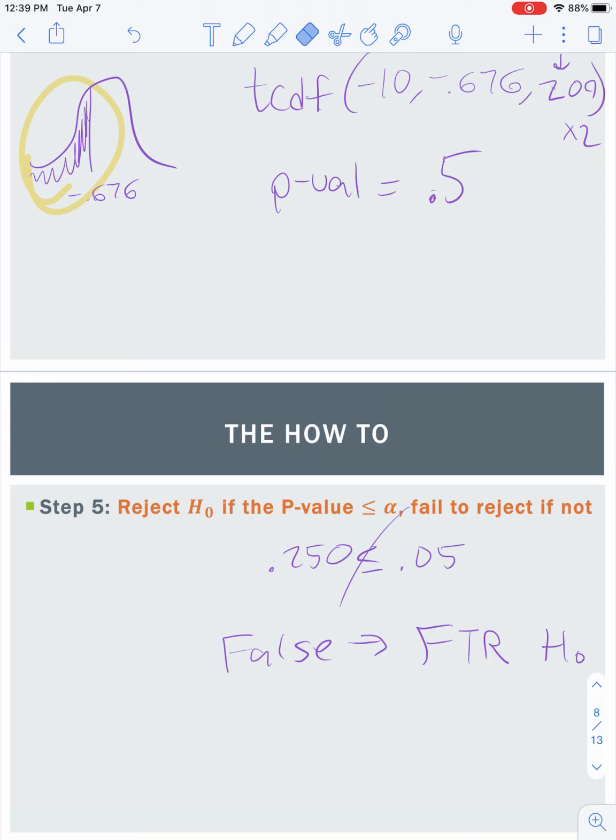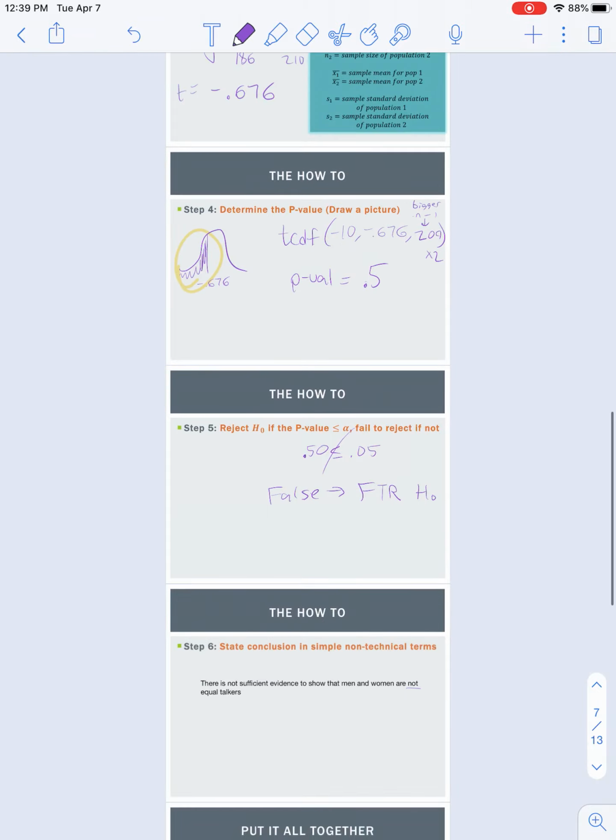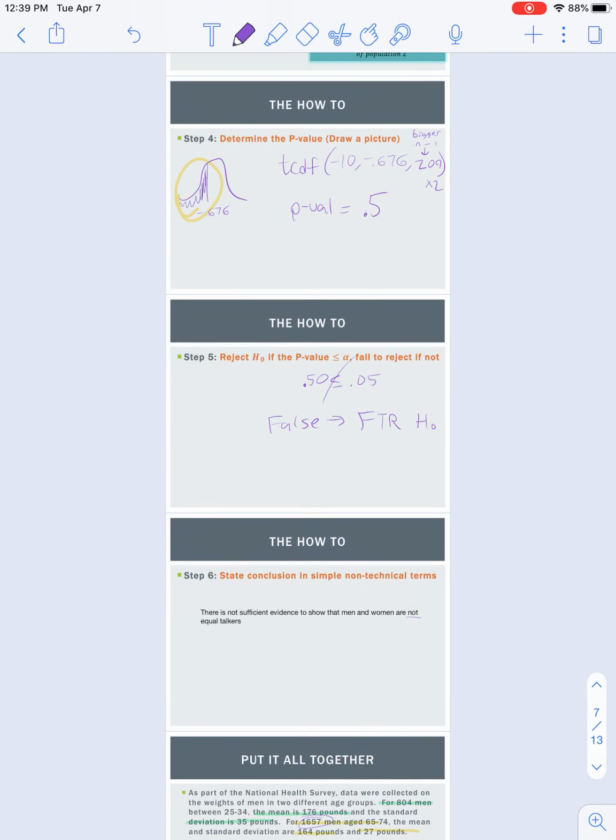Now I got to fix this because I was wrong about that. So 0.5 being my p-val, it's still a false. It's still not true that it's less than 0.05. That led us to fail to reject, giving us a conclusion that there is not sufficient evidence to show that men and women are not equal talkers.